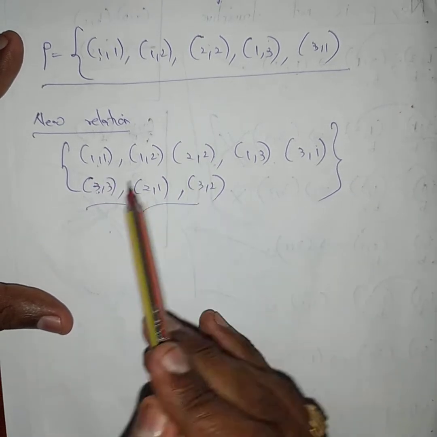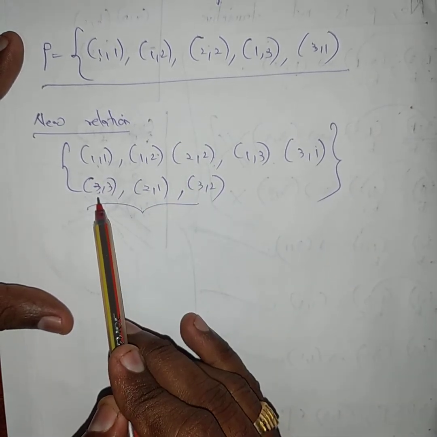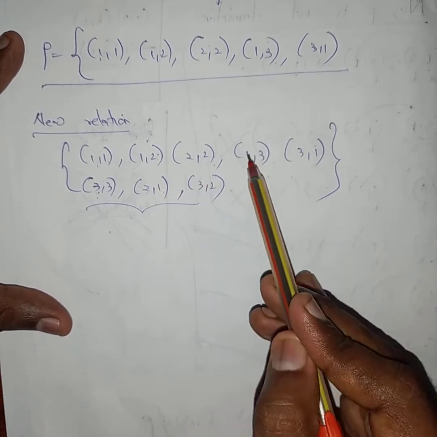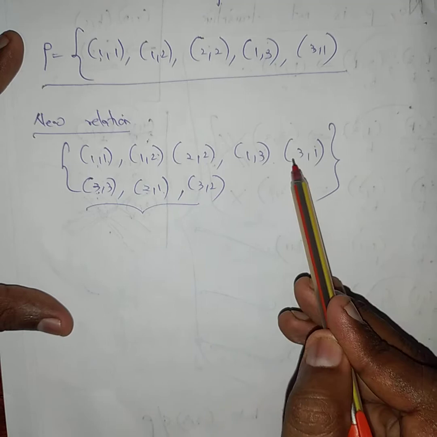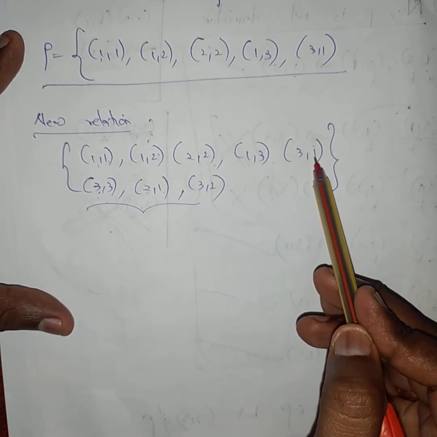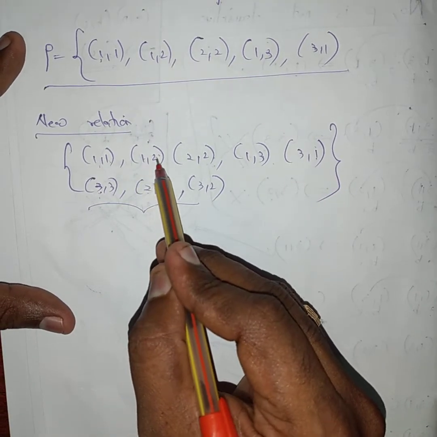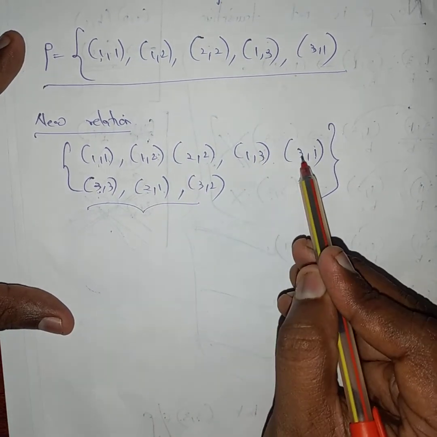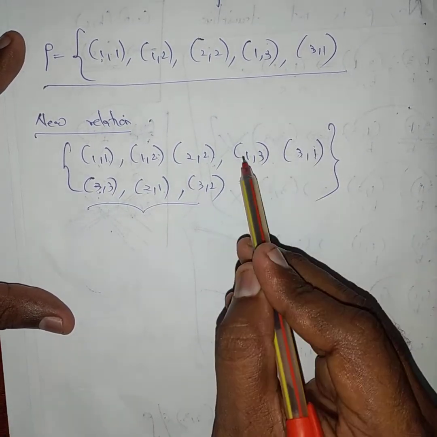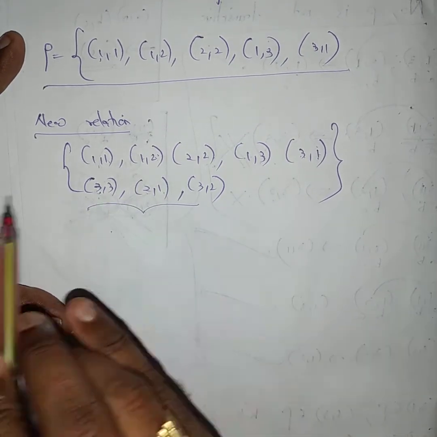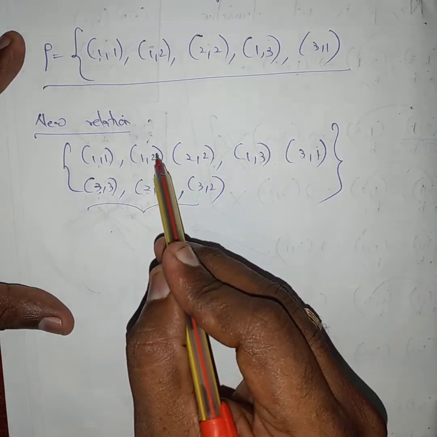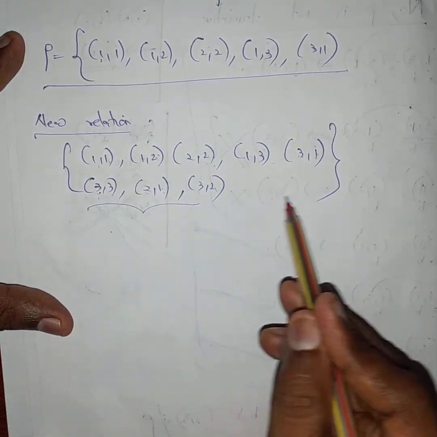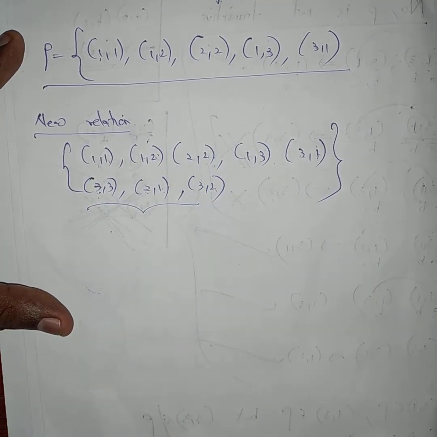1 comma 1, 2 comma 2, 3 comma 3. Yes, reflexive. Now I am checking for symmetric. For 1 comma 2, 2 comma 1 is present. For 2 comma 2, okay. For 1 comma 3, there is 3 comma 1. For 3 comma 1, there is 1 comma 3. For 3 comma 3, no need to check because it is present. For 2 comma 1, 1 comma 2 is present. For 3 comma 2, there is no 2 comma 3 present here. See here.